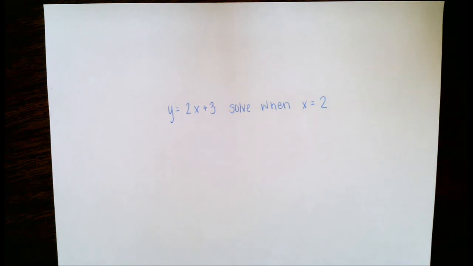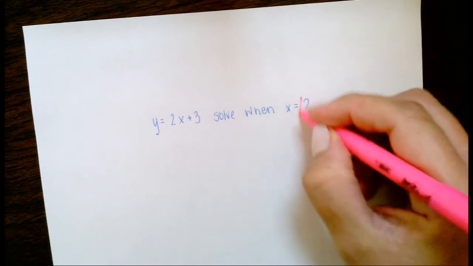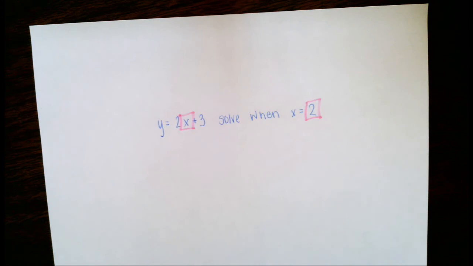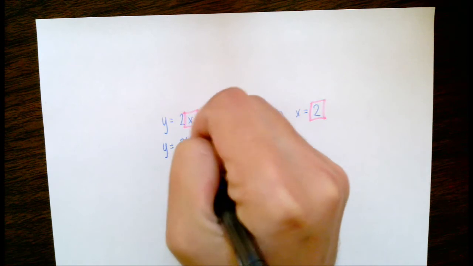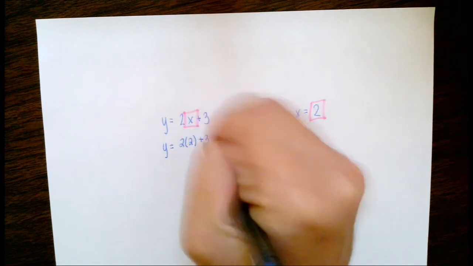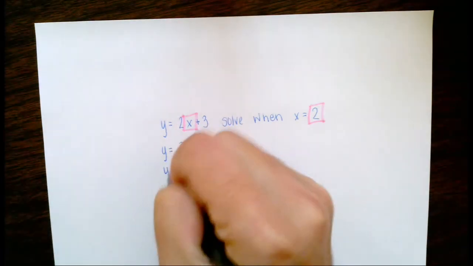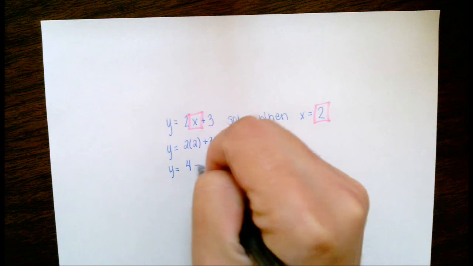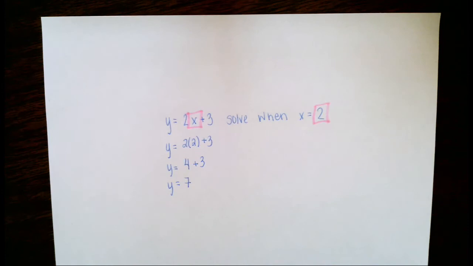You would go ahead and plug in your value of 2 in the x spot. So if x is equal to 2, I am going to plug it in for x. So now I would have y equals 2 times 2 plus 3. So instead of writing my x, I now have 2. 2 times 2 is 4, and 4 plus 3 gives us 7. So we've been doing this for a couple years now.